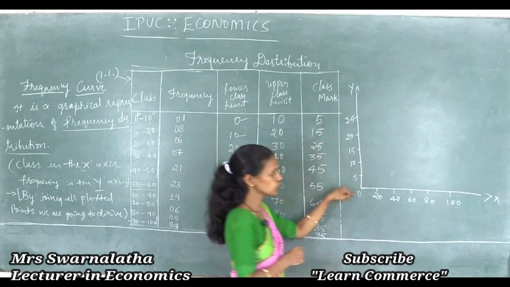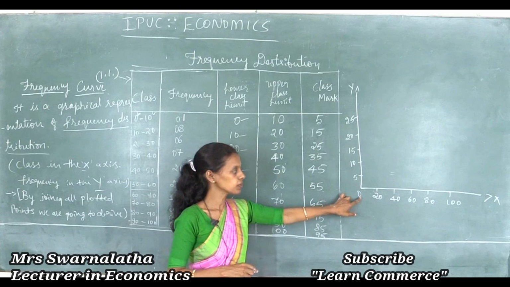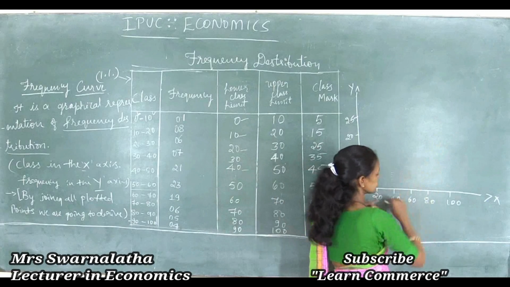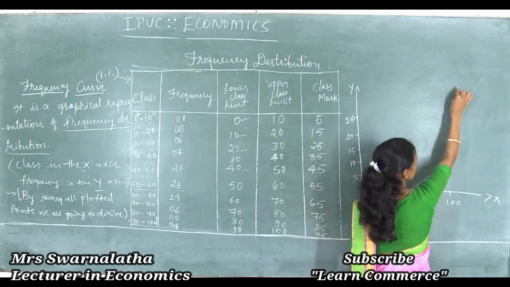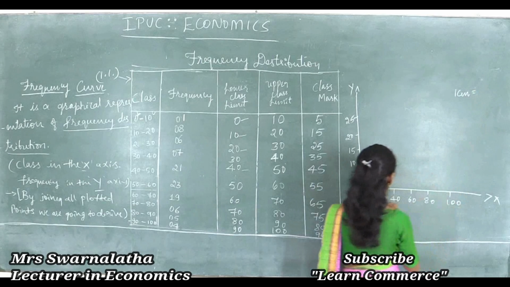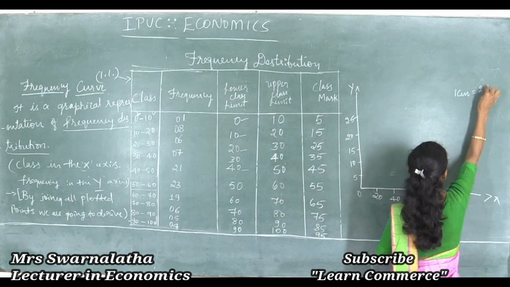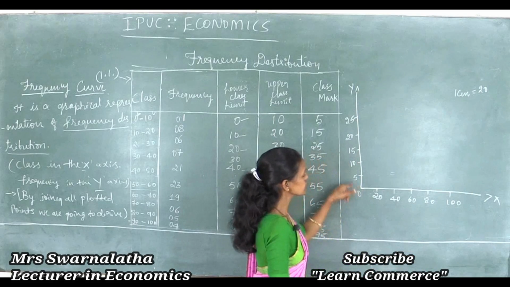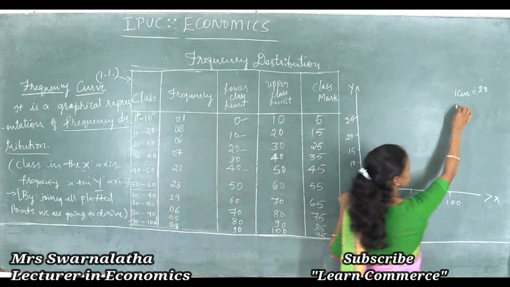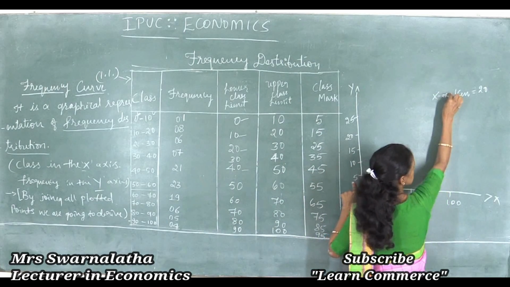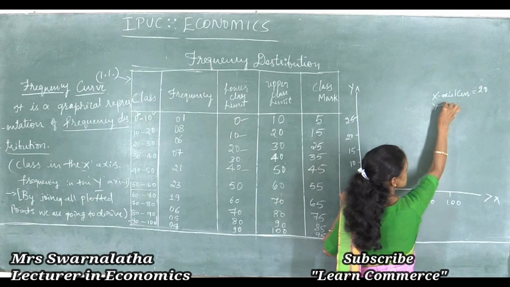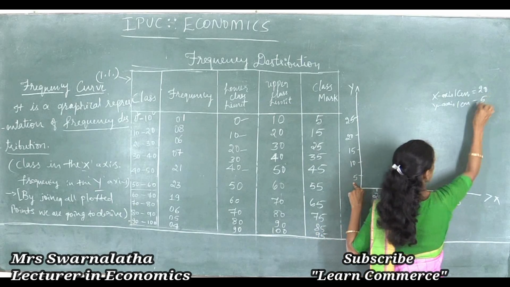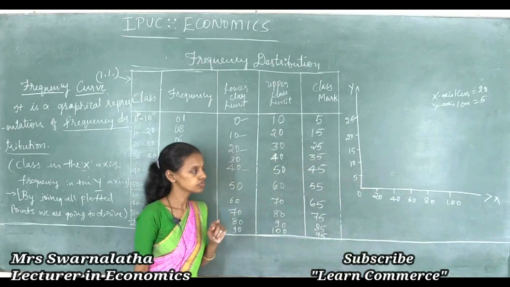Frequency curve. So how do we obtain the frequency curve? We should take the scale on the x-axis as 1 centimeter is equal to 20, and on the y-axis the scale is taken as 1 centimeter is equal to 5.